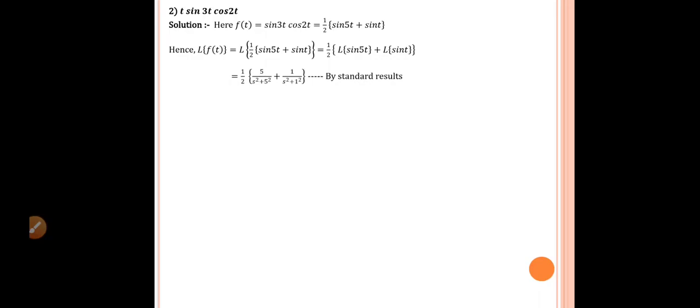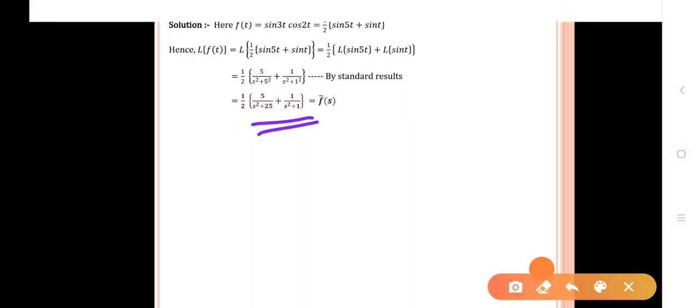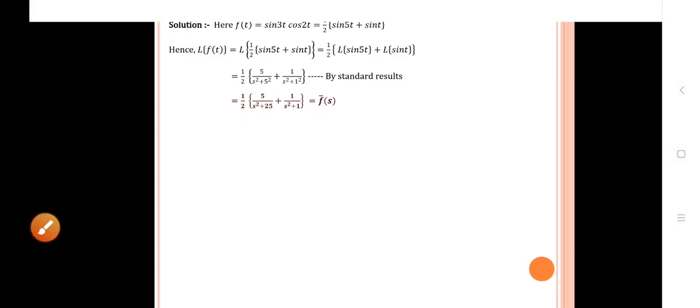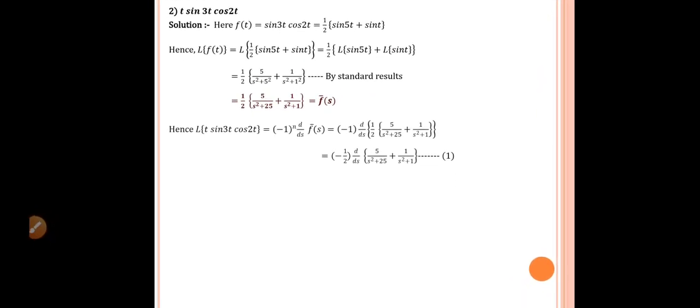Apply the standard results for the sin at function with a equal to 5 and a equal to 1. Now see here, the denominators are different, so we cannot add the numerators. So we have kept the two terms as they are, and we have considered this as f bar of s. Now move to the next point, that is, we have to find the Laplace transform of the given complete function.